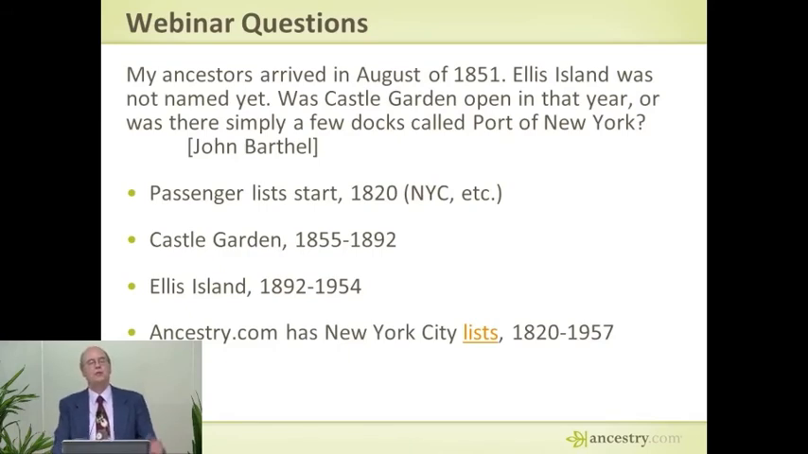Ancestry has lists of arrivals into the city of New York covering 1820 through 1957. So even after Ellis Island was closed, there were still people arriving in New York in various ways. So that's a great tool. No place else has that huge collection of records. I love the FamilySearch people, and they have great collections, but their records don't go as far forward in time, for instance, as Ancestry does here.